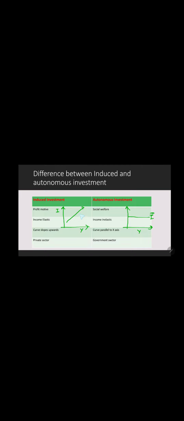Now, what is the difference between the two? Just by looking at the graph, we can see that in the case of induced investment, investment is a function of income. The more the income, the higher the investment. If income is OY, investment is OI. If income changes to OY1, investment has increased, unlike here, where the investment continues to be the same irrespective of the level of income. Clear?